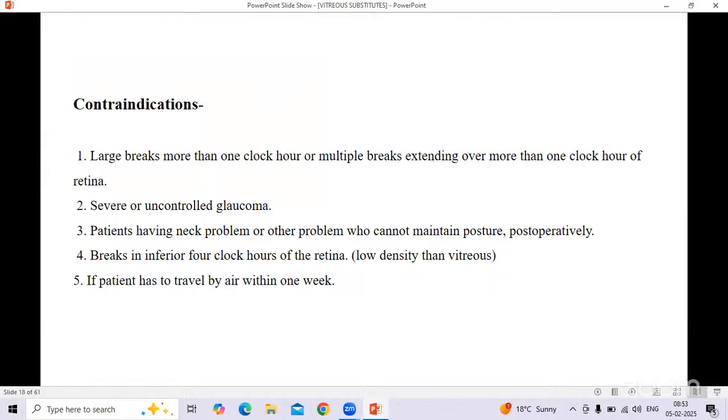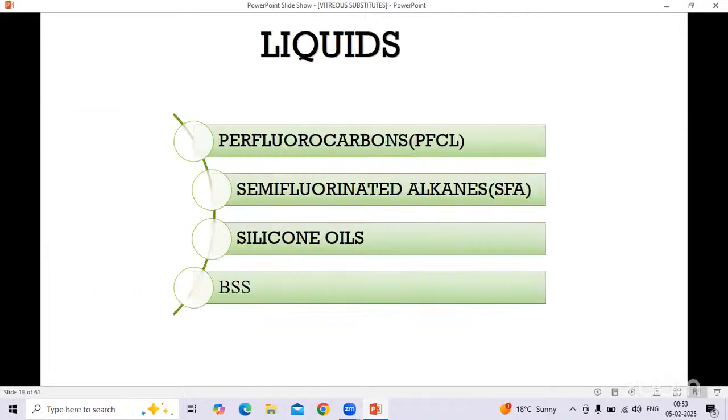Contraindications are large breaks of more than 1 clock hour, or multiple breaks extended over more than 1 clock hour of retina, severe or uncontrolled glaucoma, patients who have neck problems or other problems and cannot maintain the posture postoperatively, if the break is in the inferior 4 clock hours of the retina, and in patients who have to travel by air within 1 week.